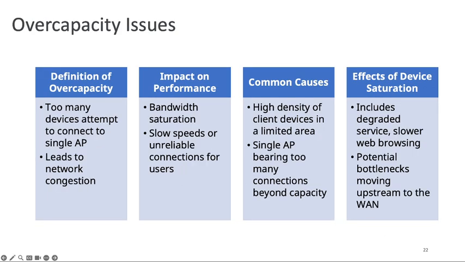And as for overcapacity, where there are too many devices on a single access point, that will lead to slow speeds in the form of congestion. So we want to strategically place multiple access points, set up client limits, and use traffic shaping tools that can help manage the network load across these access points.